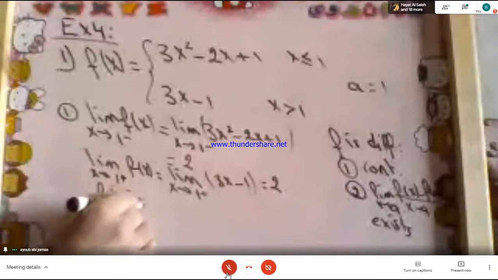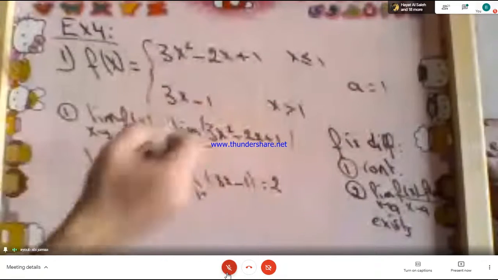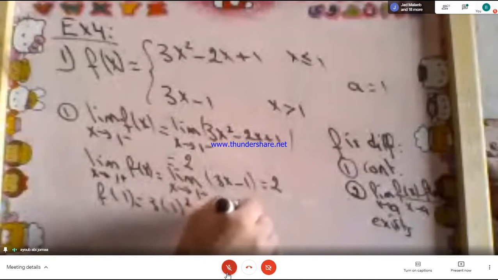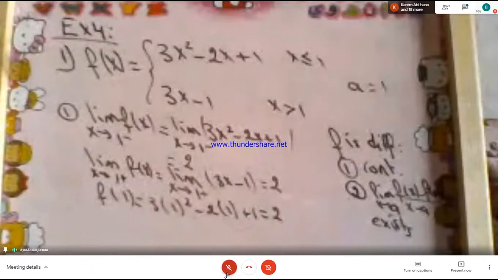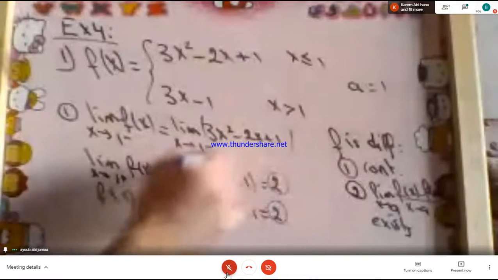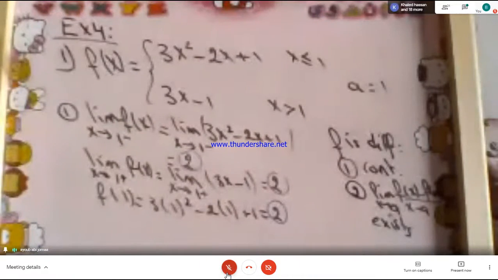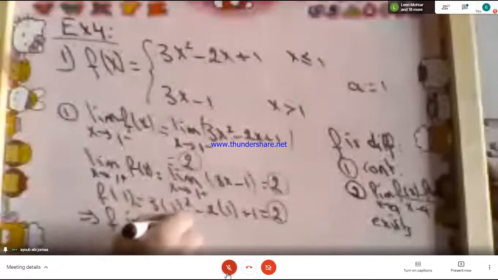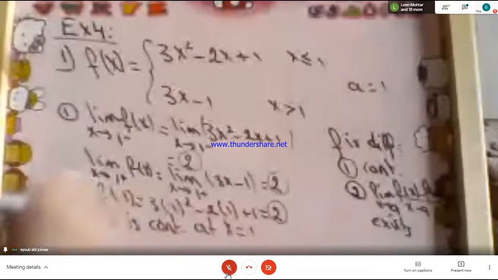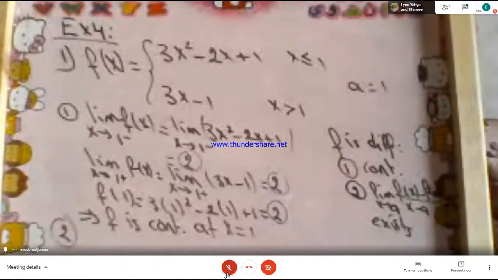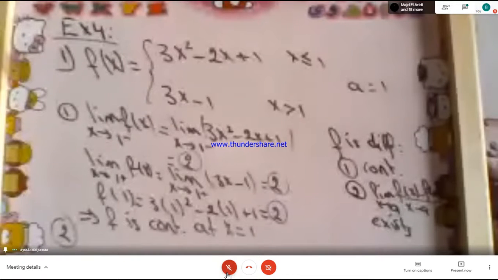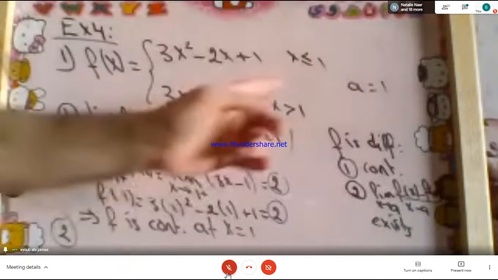And f of 1 is 3 times 1 squared minus 2 times 1 plus 1, and the answer is 2. Here the three values are equal. So first of all, the function is continuous. f is continuous at x equals 1. Professor, shouldn't we use f of 1 for the second piece, the one with 3x minus 1? Well, we have equal.